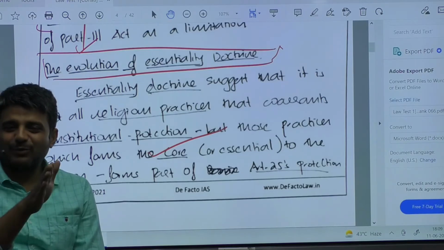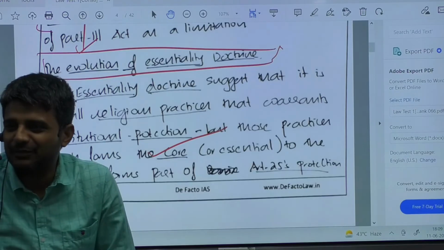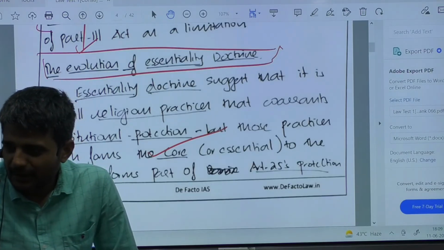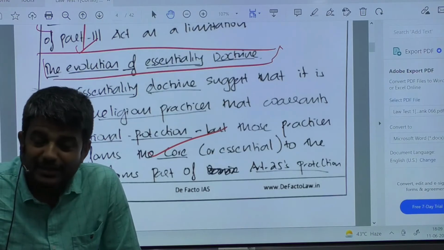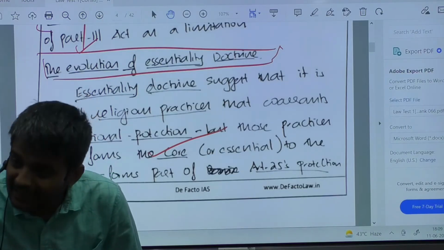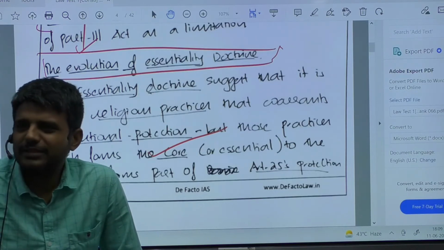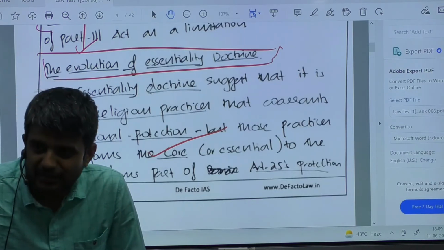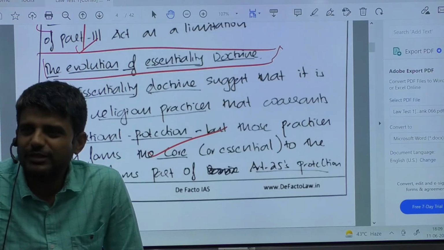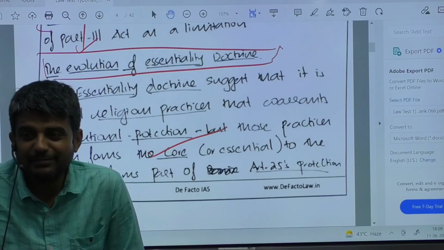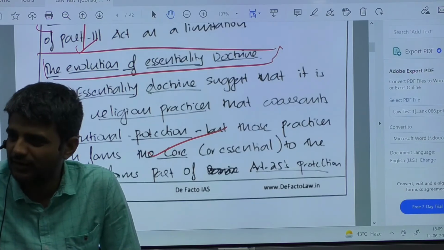Yes, that if you remove them, then the essential character of the religion will change. Yes, very correct. But the point is that in monotheistic religions, the essential practice is very easy to understand, because more or less it is the same throughout the world. But in a polytheistic religion like India, like Hinduism, sorry, it is very tough to determine what is the essential practice. A practice might be essential for a particular religious sect of Hindus, might not be essential for others.